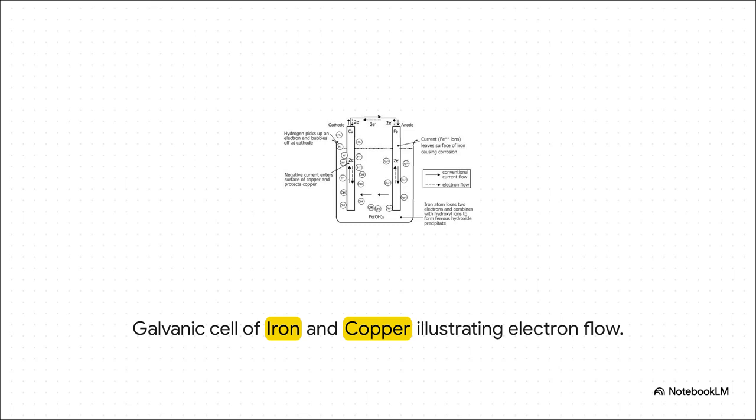Those negatively charged electrons flow through the external metallic path, the wire, right over to the copper cathode. And at the copper surface, the reduction reaction takes place as those incoming electrons are consumed by hydrogen ions in the solution, bubbling off as hydrogen gas. So the end result? The iron is totally destroyed while the copper remains completely protected.